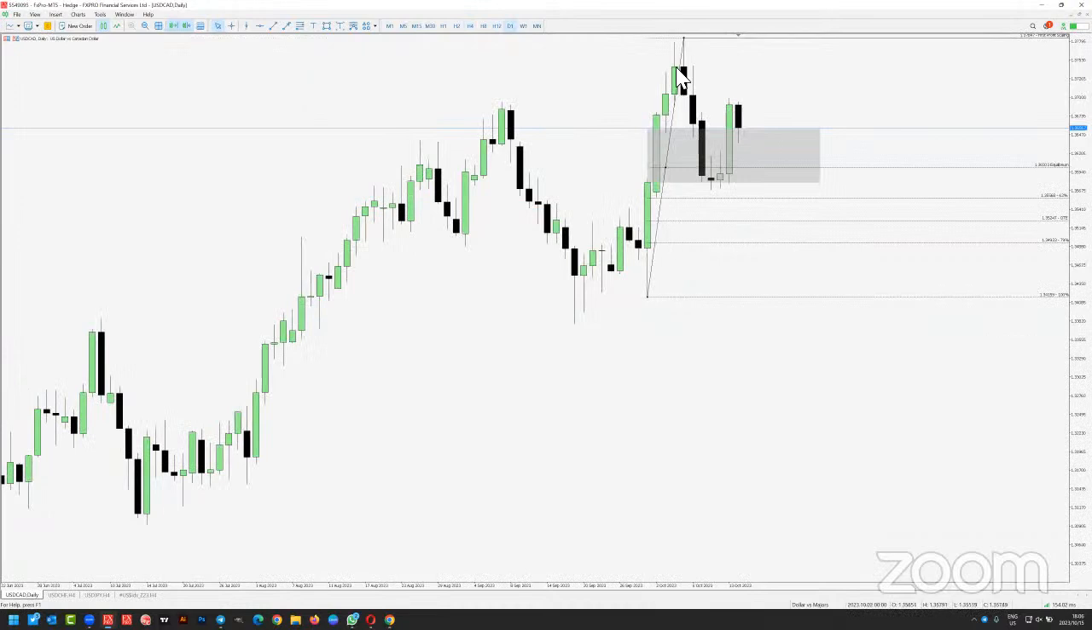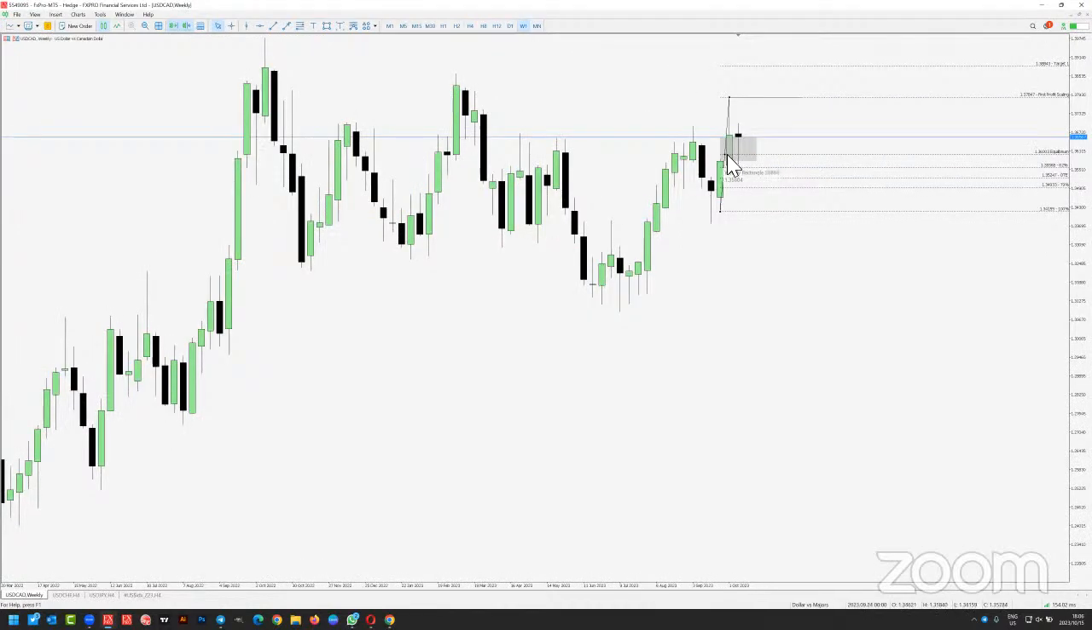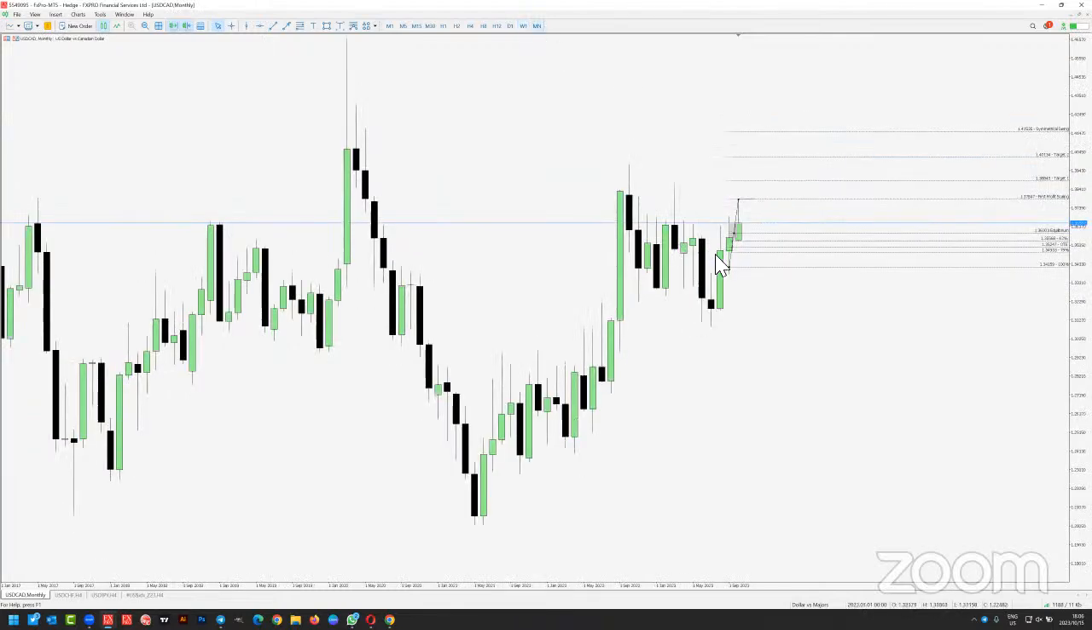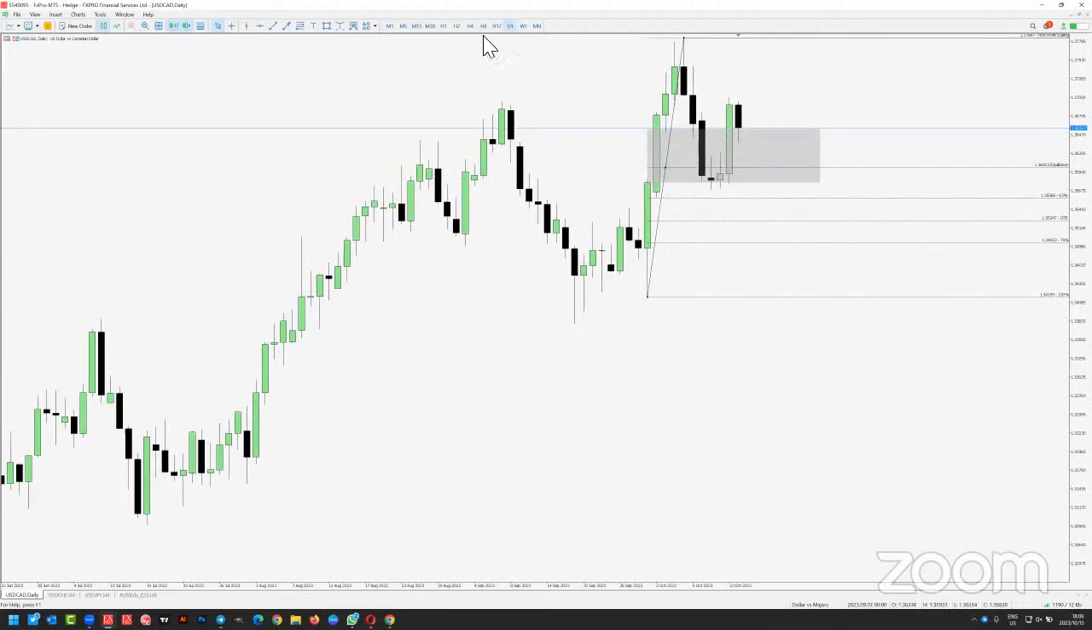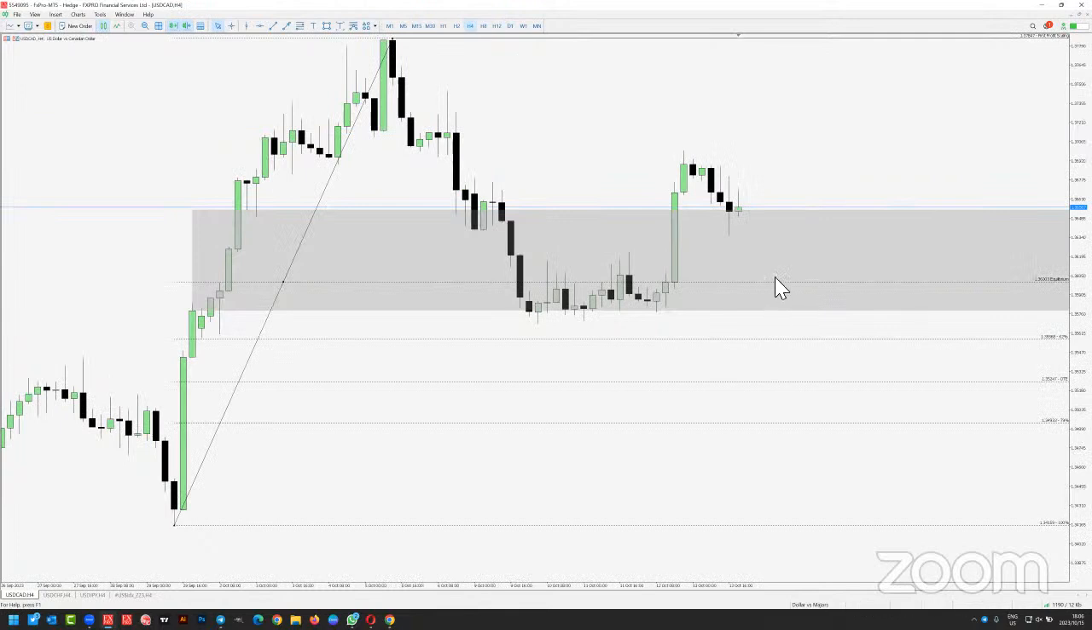Why do I say this expansion? If we go to the weekly, we've had price finding support inside a weekly fair value gap. If you go to the monthly chart, that's the monthly chart. Price is expanding to the upside. So you need to be hunting for long opportunities when you go to a lower time frame.